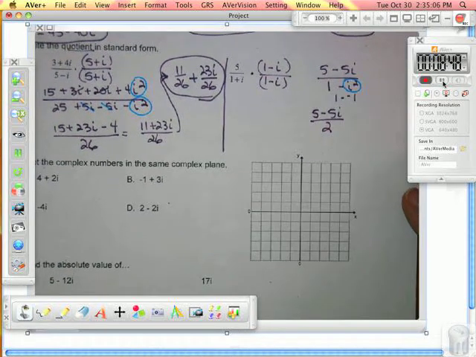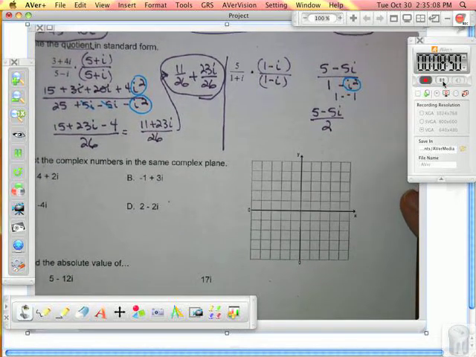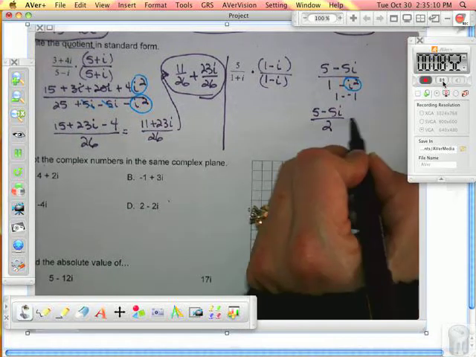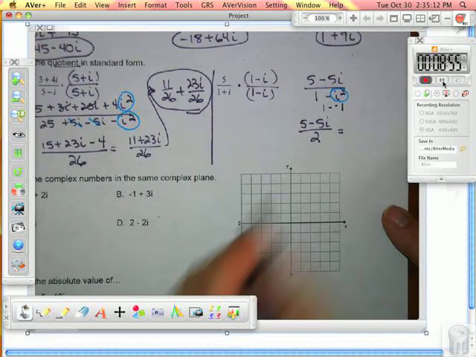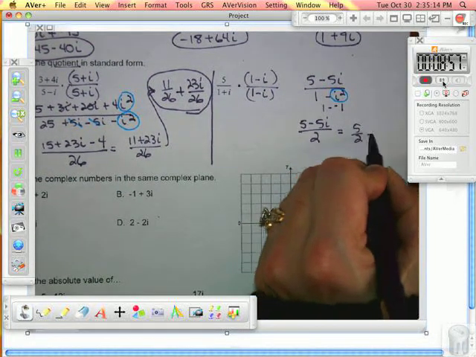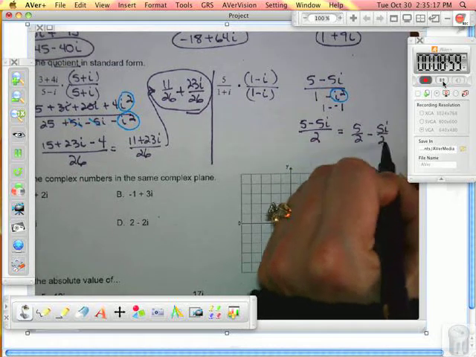But can we leave it like that? No, because it's not in standard form. It's 5 over 2 plus negative 5 over 2 i, or minus 5 over 2 i. That is standard form.